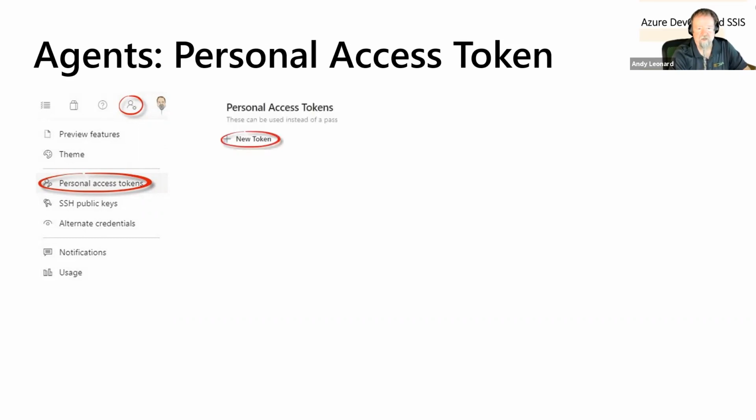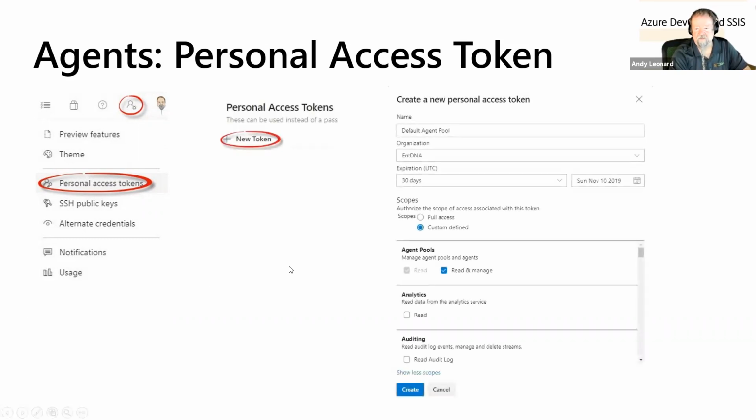When it comes up, you click on new token. The default is 30 days, but I usually drop this down and set it for like a year. And they expire all the time. It's fine. Just go make a new one. It's not that big of a deal. You want the agent pools, read and manage, and scrolling down here, there is a build, I think, build and manage. Maybe you also want read and manage for that build one. Those are the two that you need.